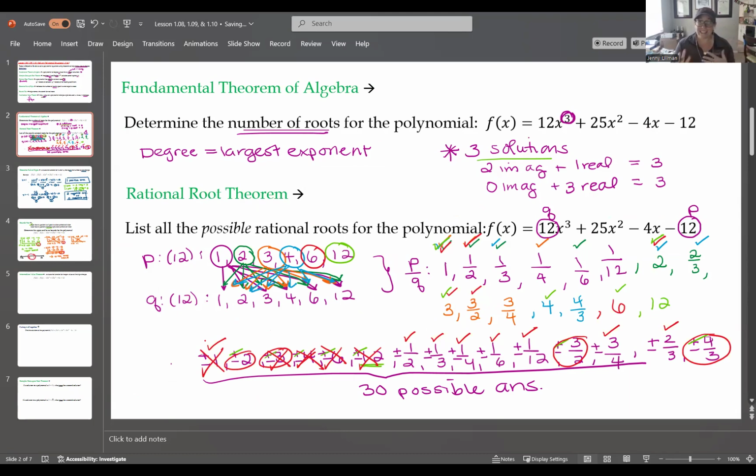So in that synthetic division, you could potentially also find an answer if you end up with a remainder of 0, or eliminate an answer if you don't get a remainder of 0.